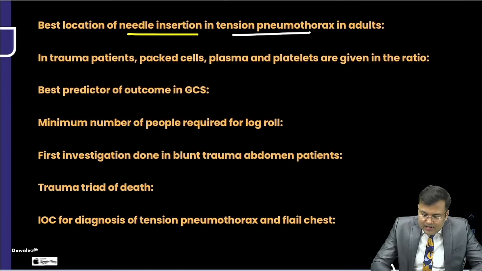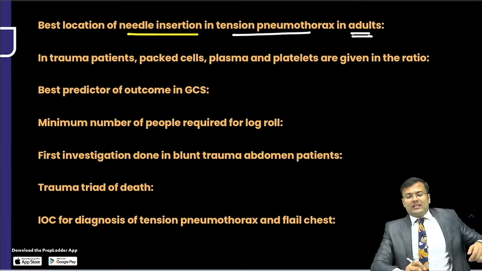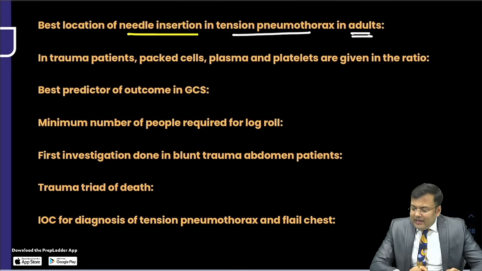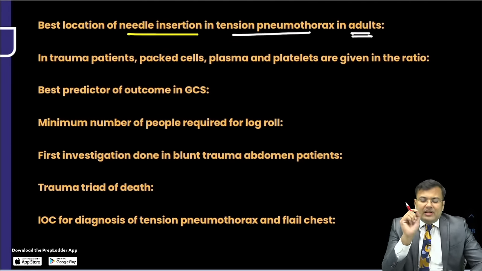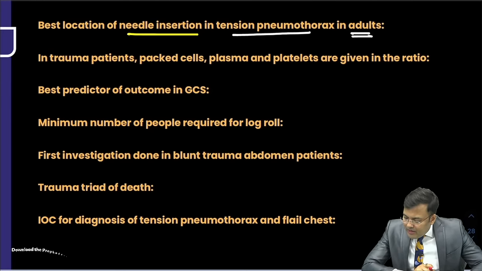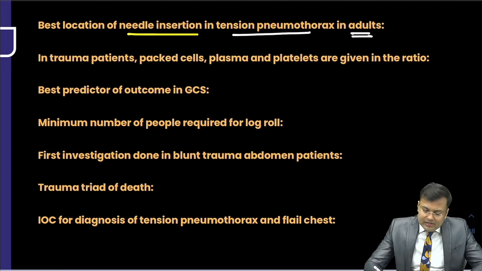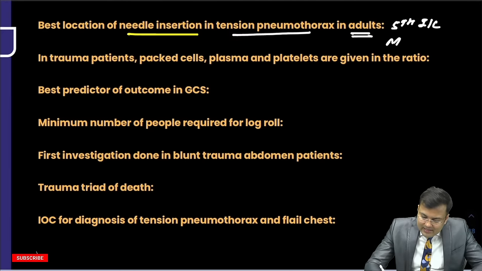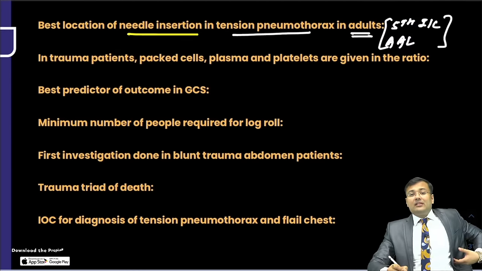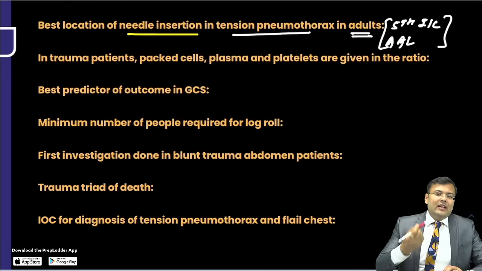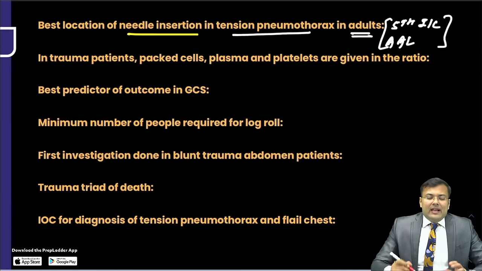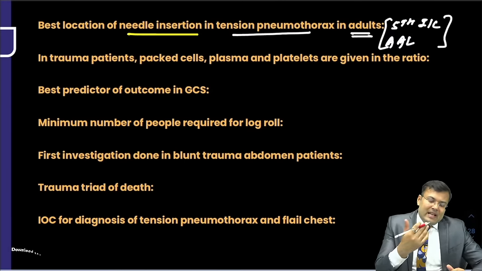Best location for needle insertion in tension pneumothorax in adults. Fifth, Pankhudi Mahendru, very good. It is the fifth intercostal space in the anterior axillary line, and it's the same place where we insert the chest tube. If the patient is a child, we insert the needle in the second intercostal space in the midclavicular line. In adults, fifth intercostal space in the anterior axillary line.